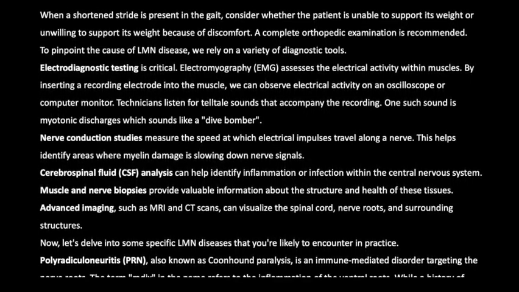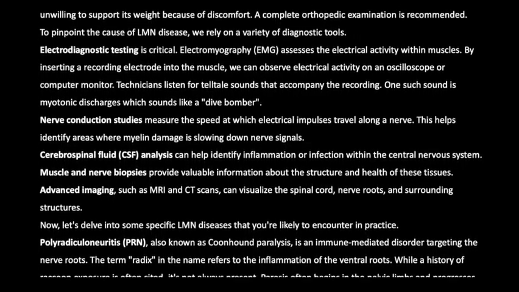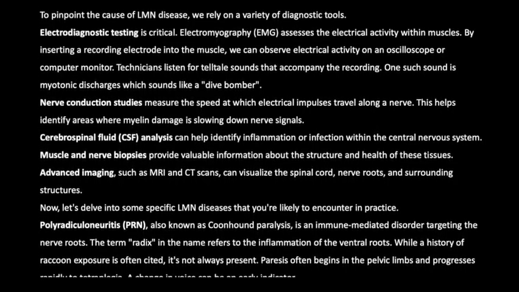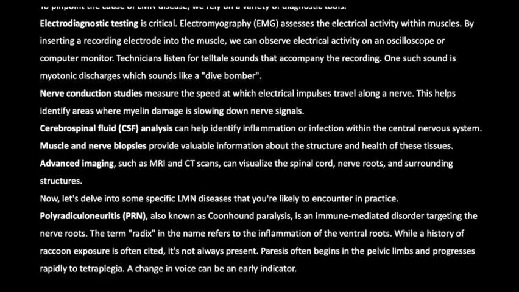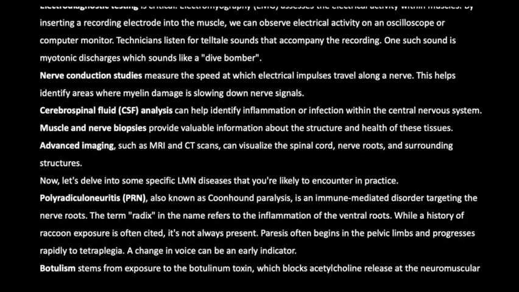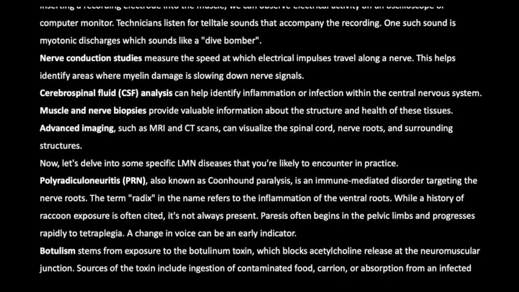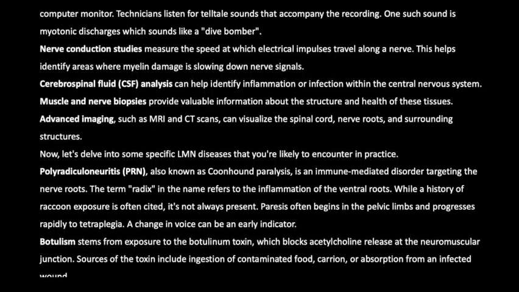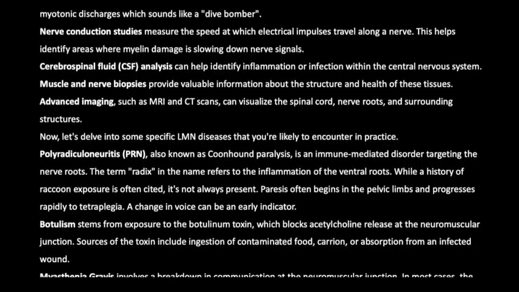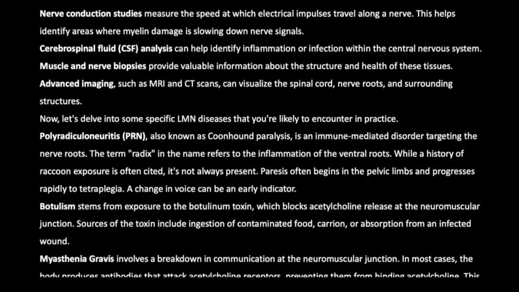Polyradiculoneuritis, PRN, also known as coonhound paralysis, is an immune-mediated disorder targeting the nerve roots. The term radix in the name refers to the inflammation of the ventral roots. While a history of raccoon exposure is often cited, it's not always present. Paresis often begins in the pelvic limbs and progresses rapidly to tetraplegia. A change in voice can be an early indicator. Botulism stems from exposure to the botulinum toxin, which blocks acetylcholine release at the neuromuscular junction. Sources of the toxin include ingestion of contaminated food, carrion, or absorption from an infected wound.